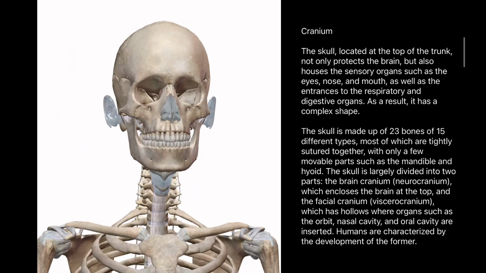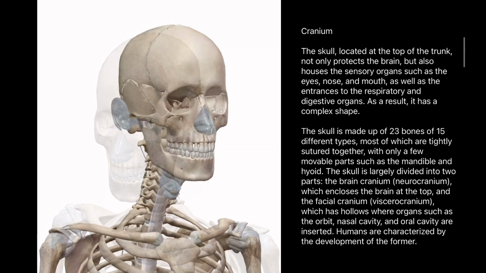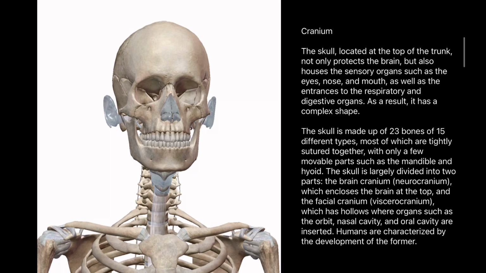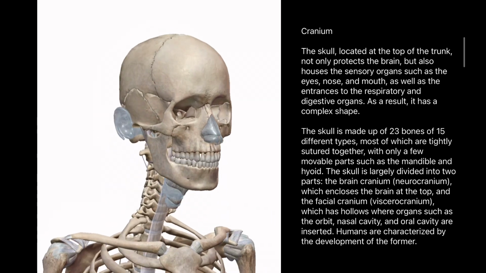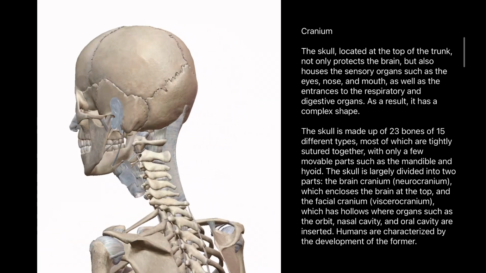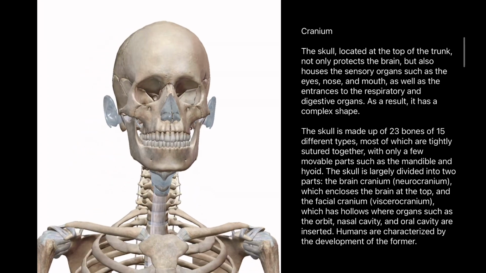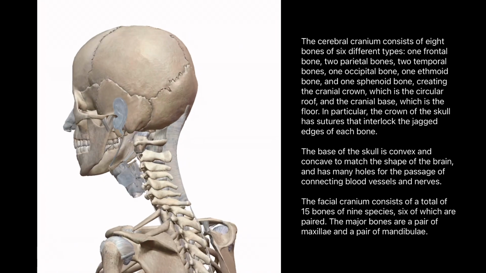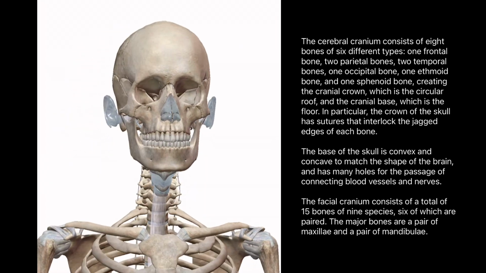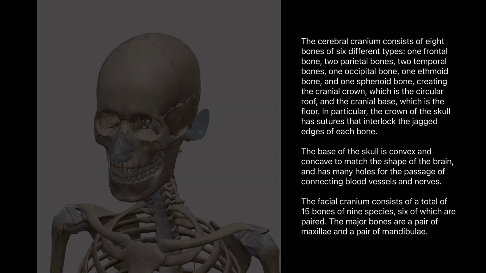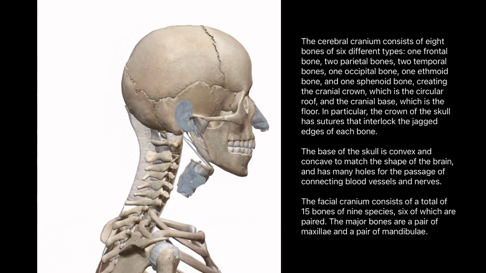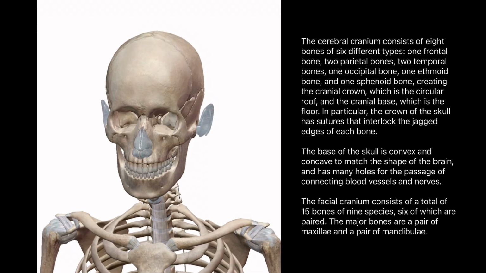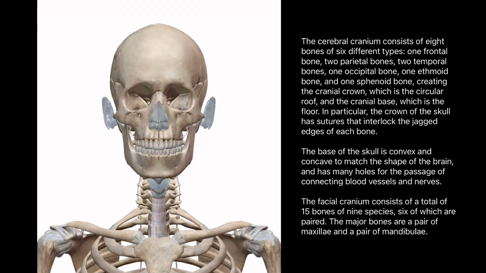The skull is largely divided into two parts: the brain cranium, neurocranium, which encloses the brain at the top, and the facial cranium, visceral cranium, which has hollows where organs such as the orbit, nasal cavity, and oral cavity are inserted. Humans are characterized by the development of the former. The cerebral cranium consists of 8 bones of 6 different types: 1 frontal bone, 2 parietal bones, 2 temporal bones, 1 occipital bone, 1 ethmoid bone, and 1 sphenoid bone, creating the cranial crown, which is the circular roof, and the cranial base, which is the floor.